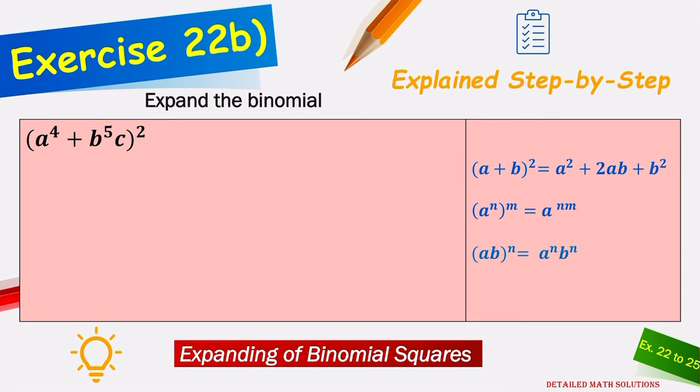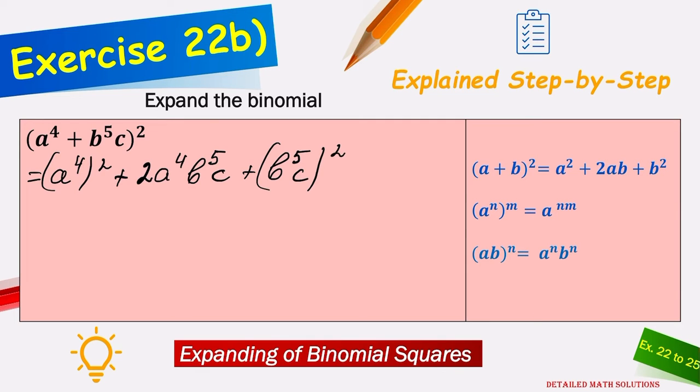Next exercise. Expand the binomial (a to the fourth power plus b to the fifth c) squared. This equals a to the fourth power squared plus 2 times a to the fourth power b to the fifth c plus b to the fifth power c squared.